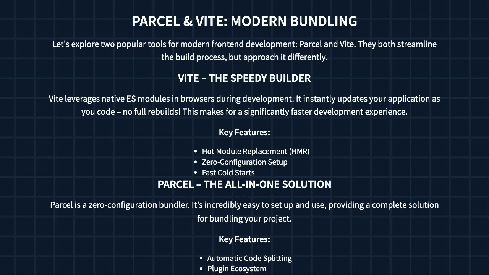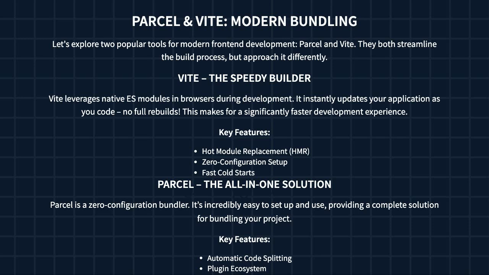Parcel, on the other hand, is an all-in-one solution that doesn't require much configuration at all. It automatically splits up your code into smaller pieces and optimizes it for production builds. For new projects, Vite often wins out due to its speed, but Parcel is still a great choice if you need something really straightforward.